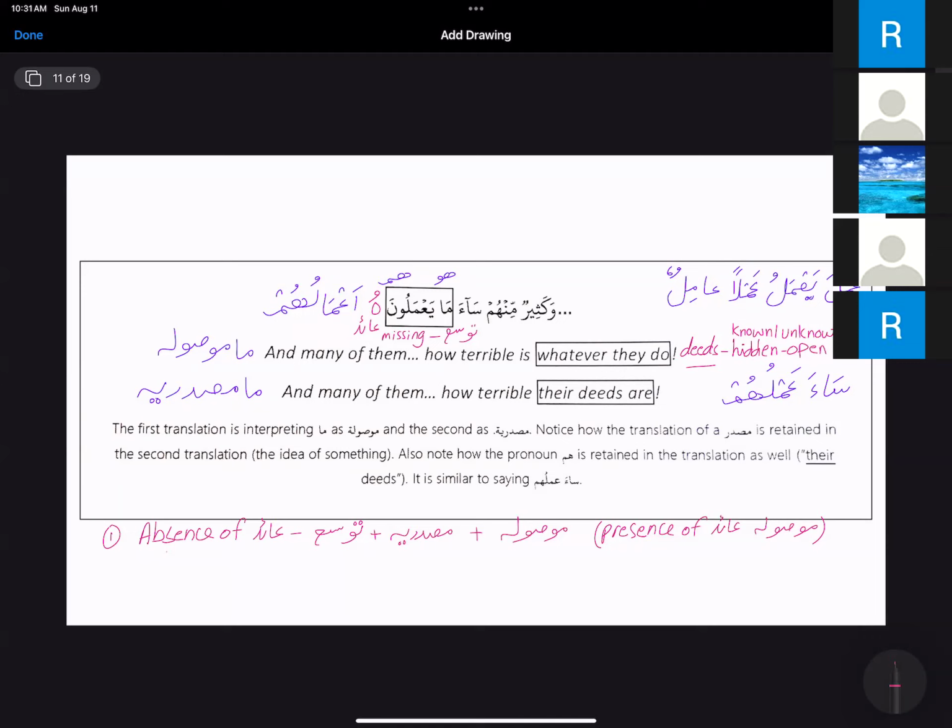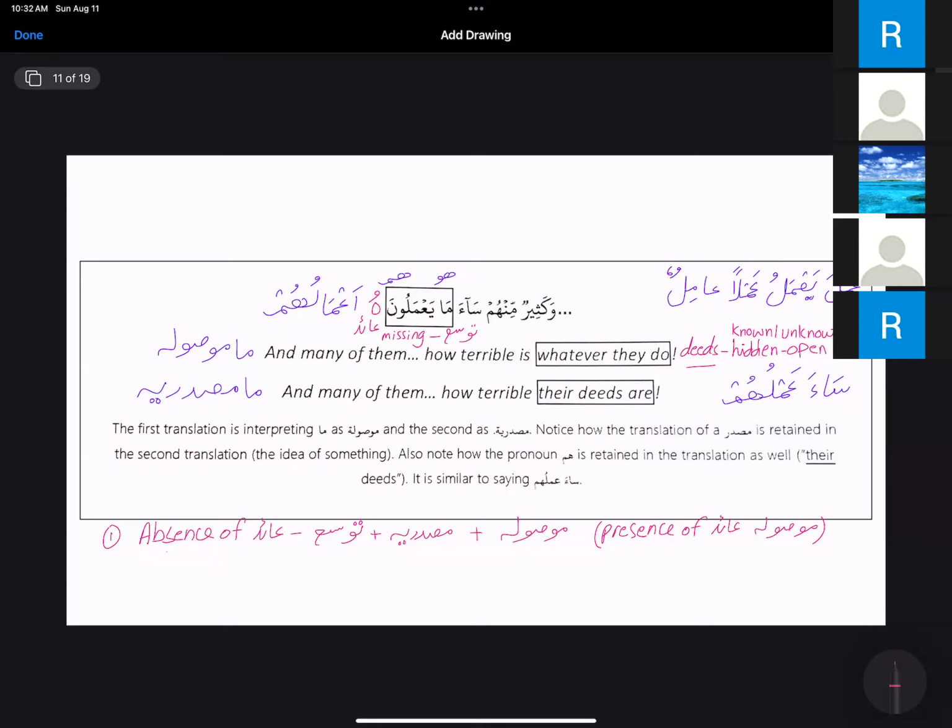Or even the deeds that they knew are sin, but they still did it, right? So intentionally or unintentionally. When this "ha" is missing, it is more open, right? Whatever they do, they do not even remember some of their deeds, some of their bad deeds. That is also included when this side is missing, right? You got the idea?